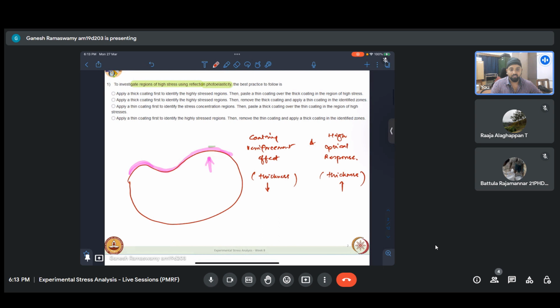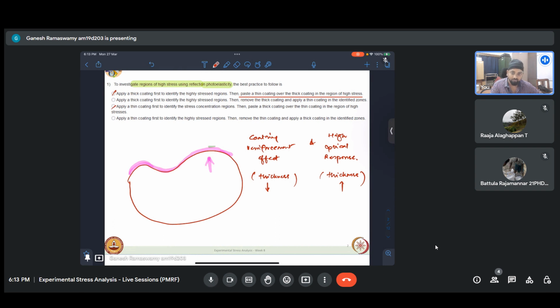So essentially, a workaround here is that first we apply a thick coating to a specimen, and because of the thickness, optical response will be high, in which case we can easily identify which are the stressed regions. Now, the other option says that we paste a thin film over the thick coating, which is nothing but increasing the thickness of the coating further. So this will be detrimental. So definitely options A and C don't apply here. So naturally we need to remove the coating and then repaste it.